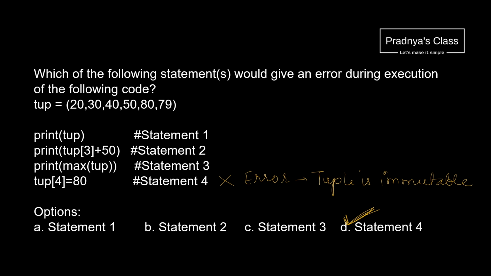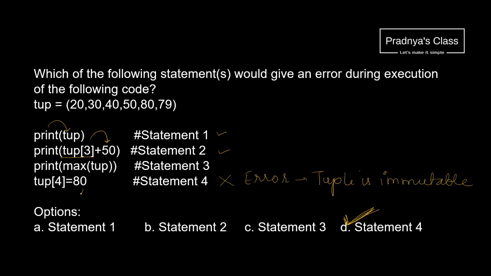In this example also we need to tell which statement will result in an error. In the first statement we are printing the tuple, that is okay. In the second statement we are accessing the individual element and adding 50 to it. We can do this also. In the third statement we are applying the max function on the tuple. Yes, we have max, min and sum associated with tuple.